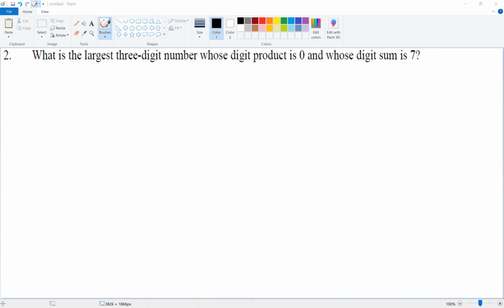What is the largest 3-digit number whose digit product is 0 and whose digit sum is 3? So for this one, I'm not sure if I did it right. Do you understand what a digit product is? Yeah, it's when you multiply all the numbers and you get 0. Correct.